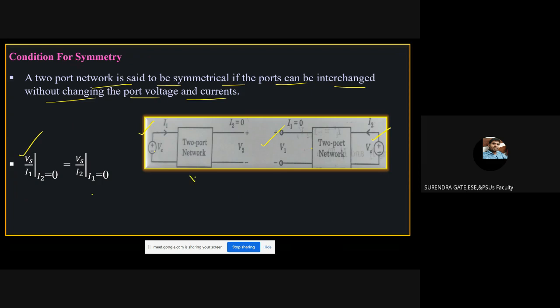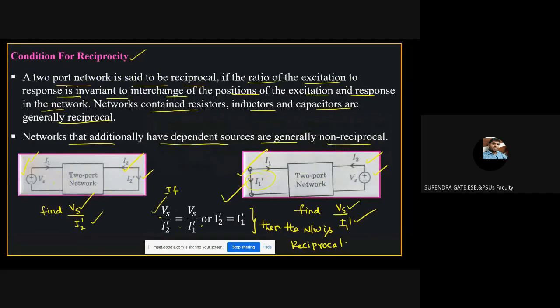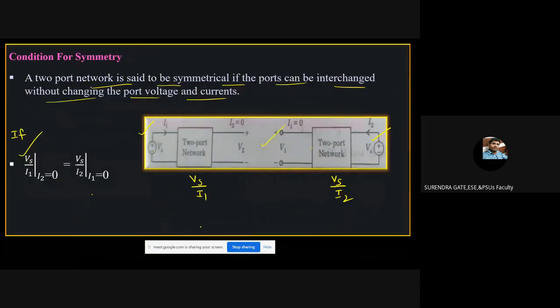In this case, I calculated Vs by I1. In this case, I calculated Vs by I2. Then if Vs by I1 equals Vs by I2, what is the difference between these two? Here the ports are short circuited, but here the ports are open circuited.